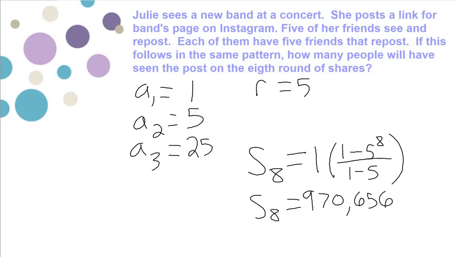Which is kind of a nice example of how things go viral, because most people on social media have more than just 5 friends. If only 5 of each person's friends share something, that's how quickly things can spread. Alright, what questions do we have there? Is it okay about geometric sequences?